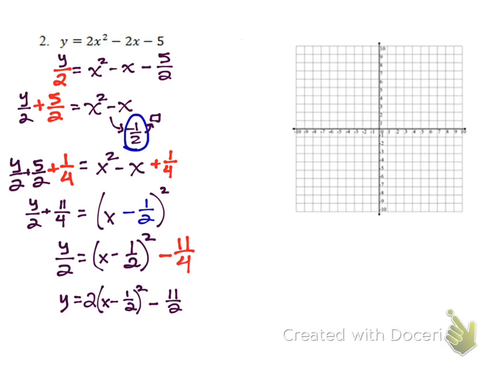Vertex is going to be a little weird. All right, so let's figure this out. We've got our axis of symmetry. It's just at a half, so it's in between here. We've got to find some points.